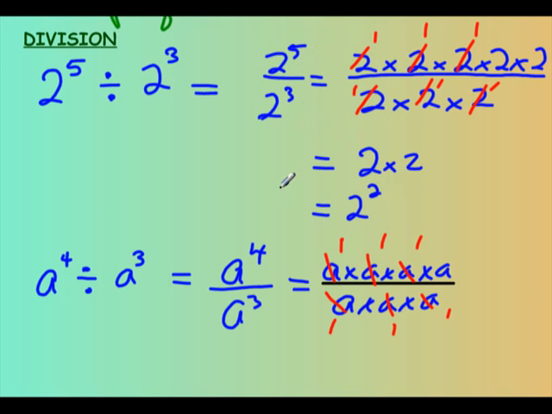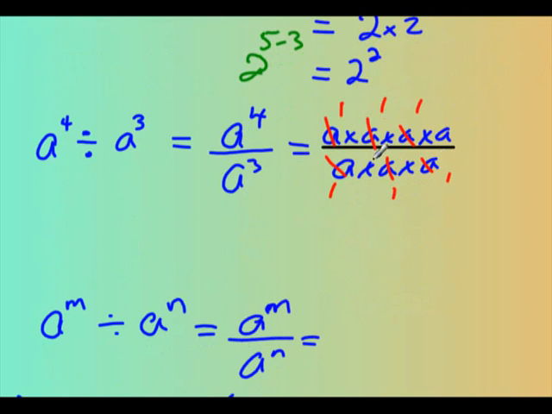5 and 3 to derive 2. Well, if we subtract the denominator power from the numerator power, so we're going to have 5 minus 3, we'll indeed get 2.